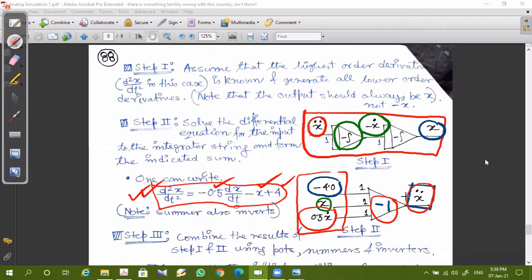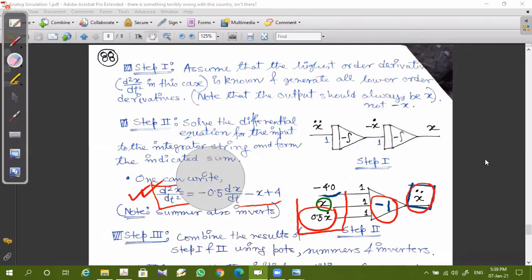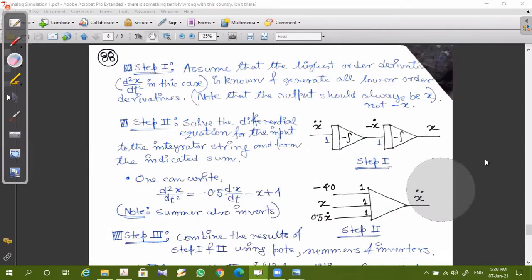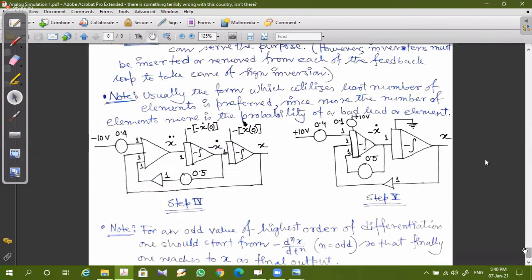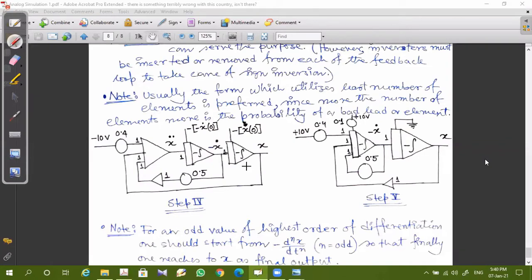So once you get x double dot, simply you can integrate it twice to get x. This is a simple procedure. Now let us put this theory to practice. In an actual scenario, we need to obtain the connection. See, this will be the connection.